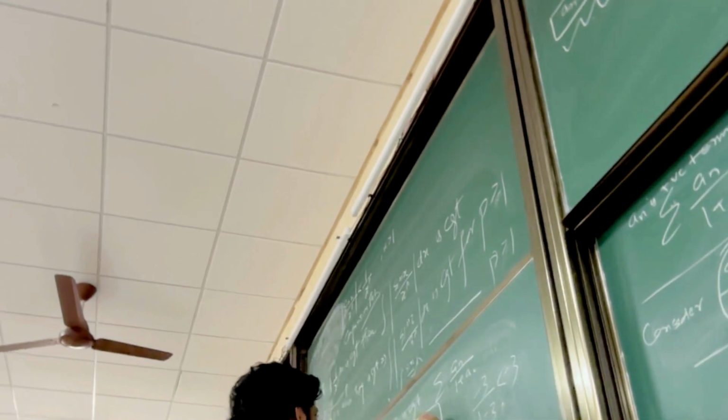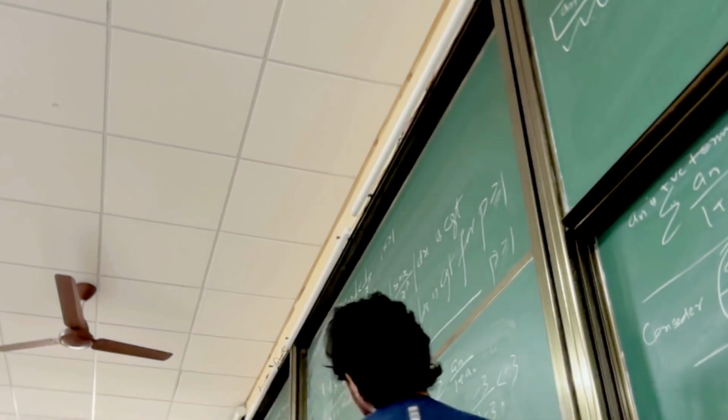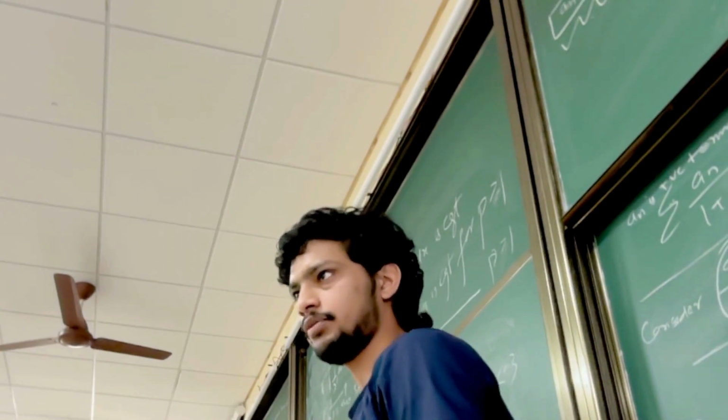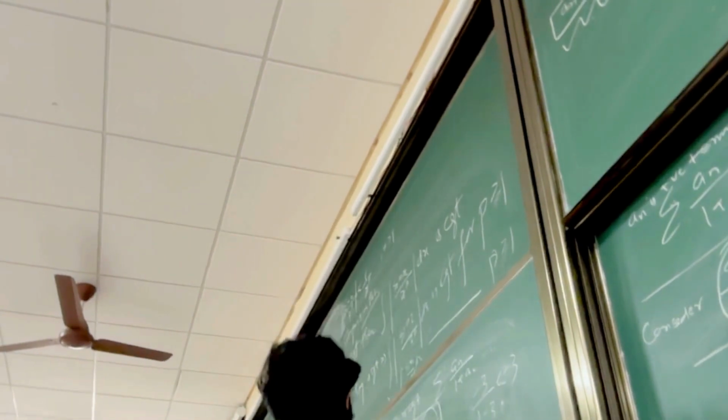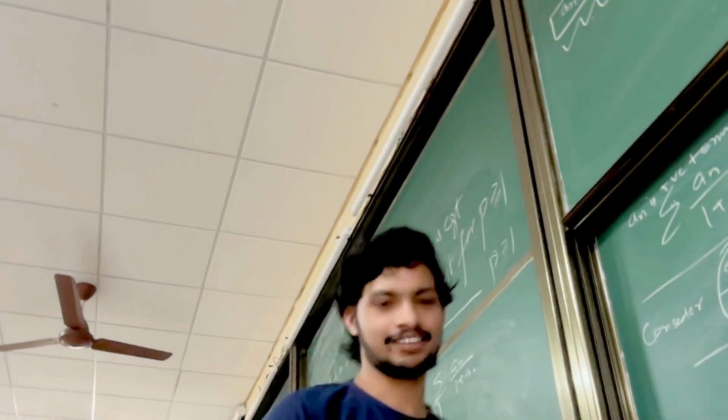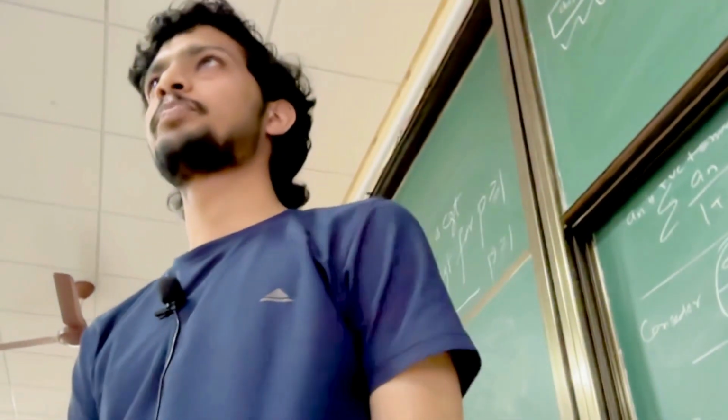And since the series with term an is convergent, hence the series with term an upon 1 plus an is also convergent. Is it fine? Is it clear? Is it clear? How does that go? No, sir. Okay.